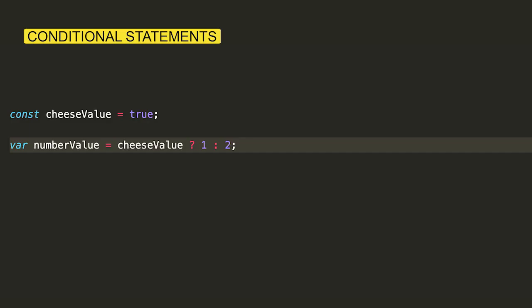Conditional ternary operator. If the objective of the check is to set the value of a variable, a better option than an if statement may be to use the question mark operator, which is called the conditional ternary operator. The ternary operator takes three operands. The first here is cheese value. If cheese value is true, then 1 will be returned. If not, 2 will be. The value returned will be assigned to the variable called number value.